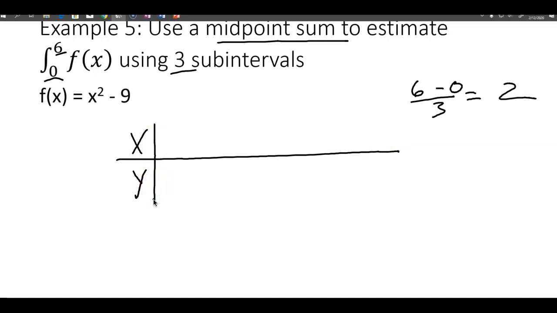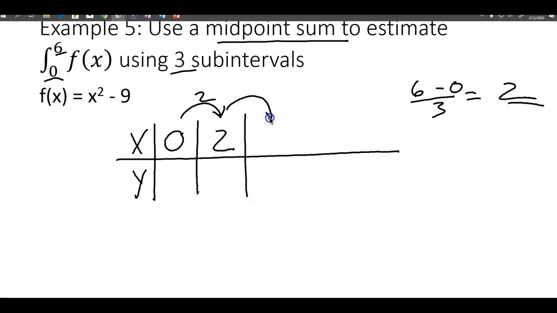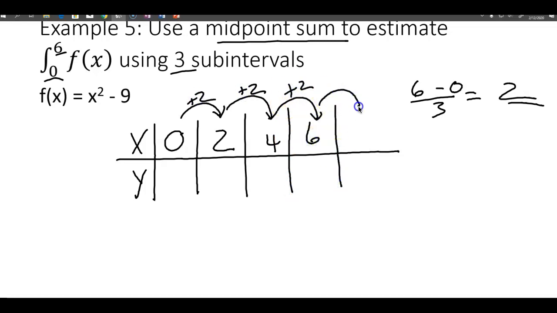We're going to start at my lowest x value, which is 0, and go up by 2's. So it's going to be 2, 4, 6, and I think that's it actually. We're supposed to stop at 6, so let me back up a little bit here. Okay, so we have our 3 subintervals with bases of 2.